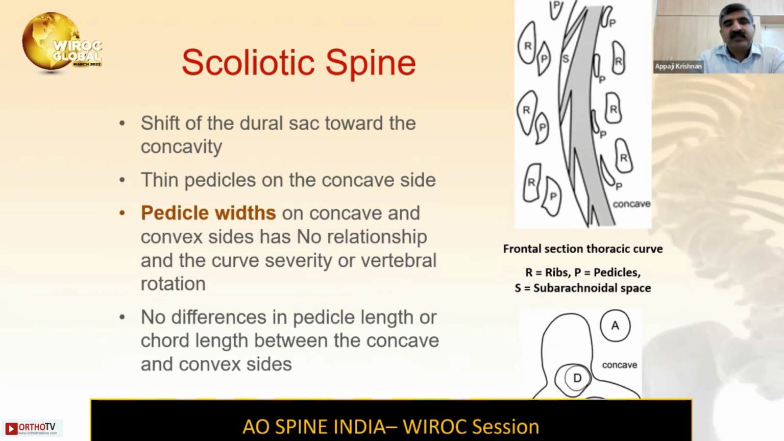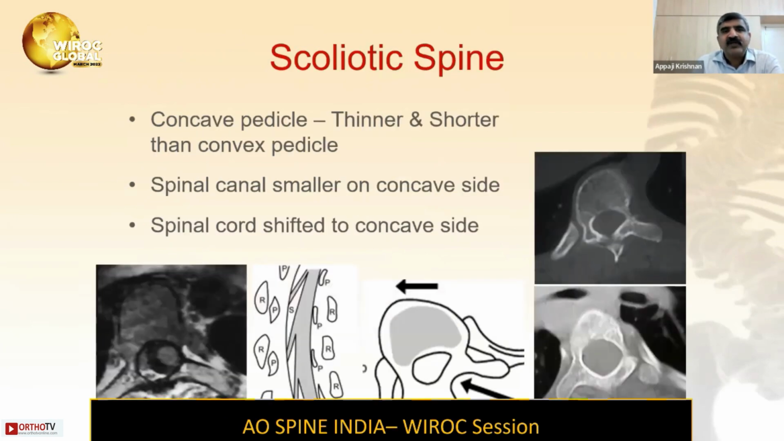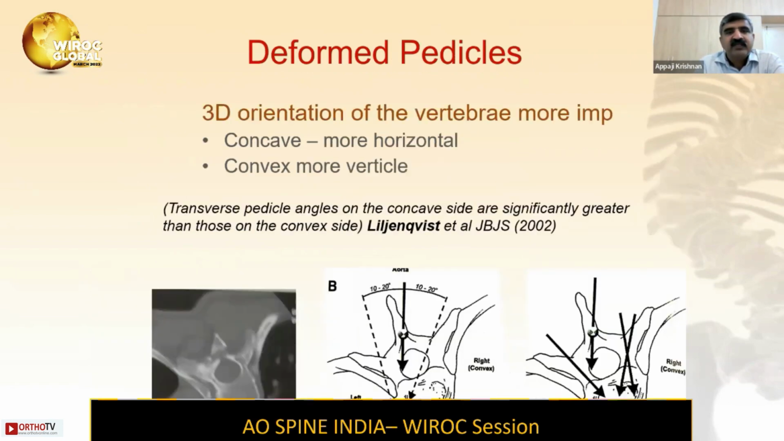No differences in pedicle length or cord length between concave and convex side. Usually once you insert in a proper technique, the length of the screw does not vary very much. So the concave pedicle is usually thinner and shorter, as I said. The spinal canal is smaller on the concave side and the spinal cord is shifted. So you have to be very aware to not injure the cord. And as now we use IONM, and we use IONM screw stimulations, which actually prevents all these issues.